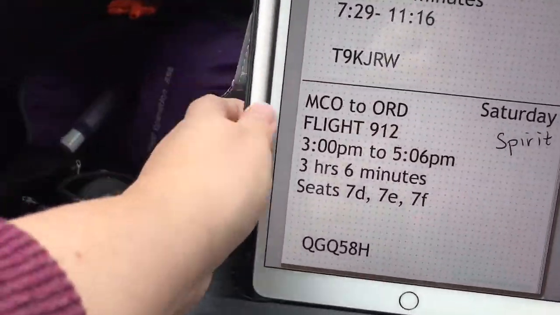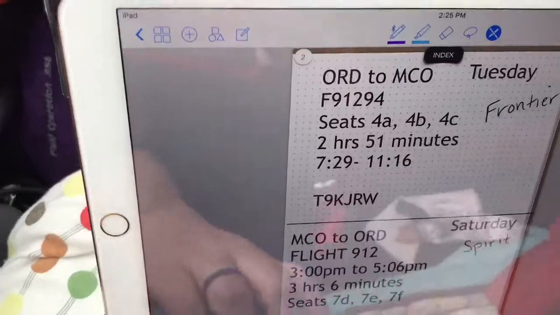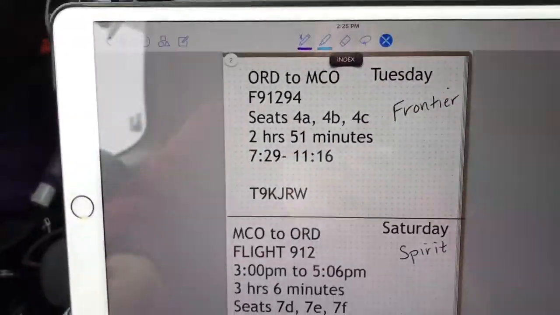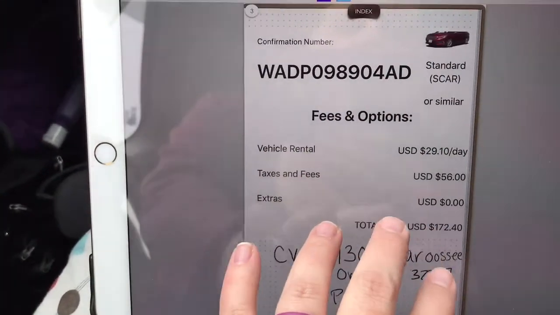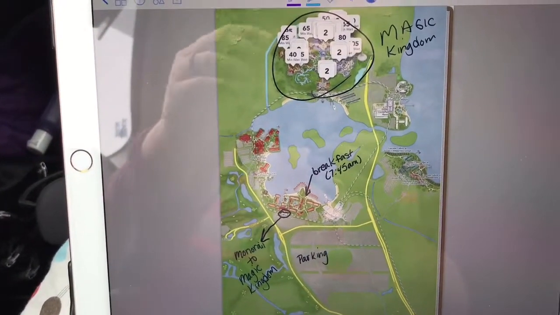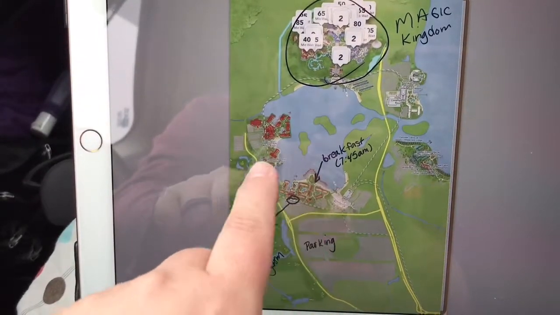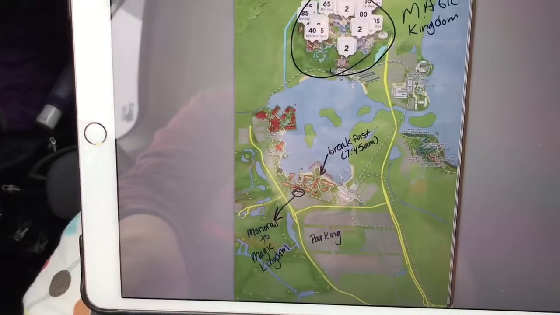That's really awesome on the phone because my eyesight is not that great. I do need reading glasses, but I don't wear them when I'm out and about, so the bigger I can make something, the better. Here's our flight information on the first page, and then our car rental information. This is a little map I highlighted for my husband to show us where we were going to park, where breakfast was, and how we were going to get on the monorail to Magic Kingdom, just because I wanted to have it all clear.